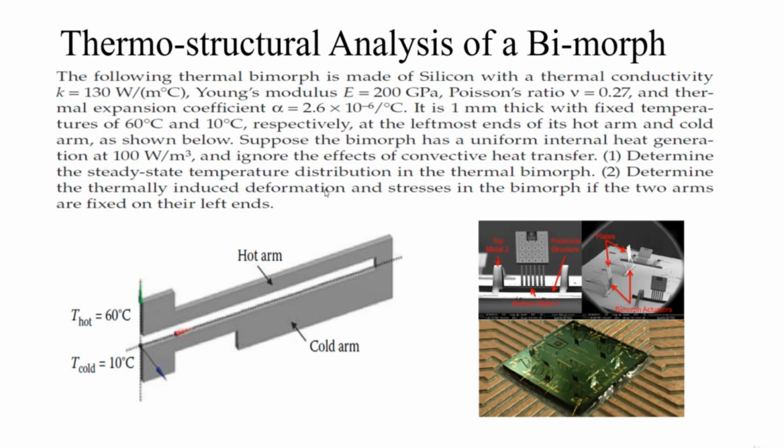Problem: we are going to perform thermostructural analysis of a bimorph. So this particular bimorph structure is prepared out of silicon with these particular properties, and the thickness is 1 mm, and we have a fixed temperature at both ends, and we are going to ignore the convective mode of heat transfer, and we are going to find out the temperature distribution inside this particular bimorph. And by performing structural analysis, we are going to find out the stresses and strains that have been induced due to the presence of these temperature conditions in this particular bimorph using ANSYS Workbench.